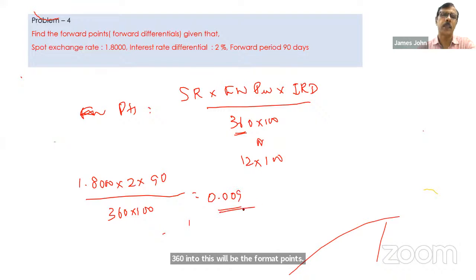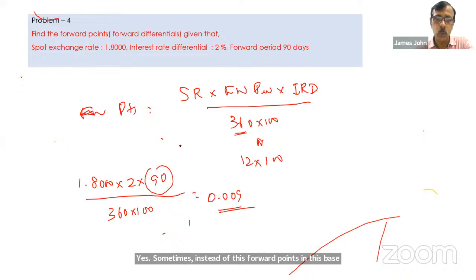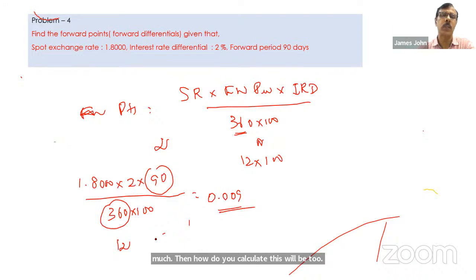0.009. Sometimes instead of forward points in days, they may give 2 months. Suppose the question is 2 months. Then how do you calculate? This will be 2, and here this will be replaced with 12. That's the only change.